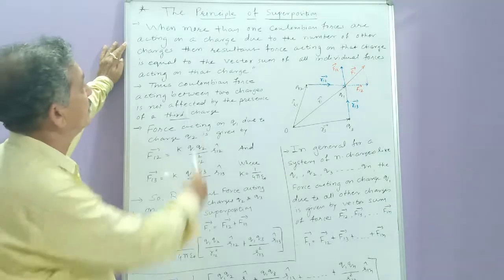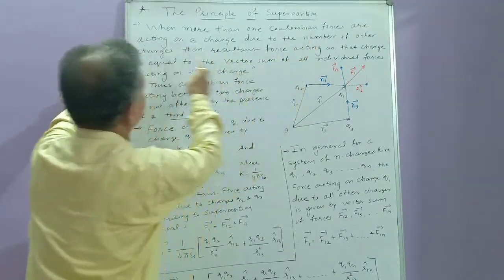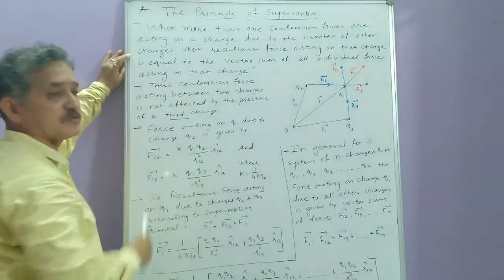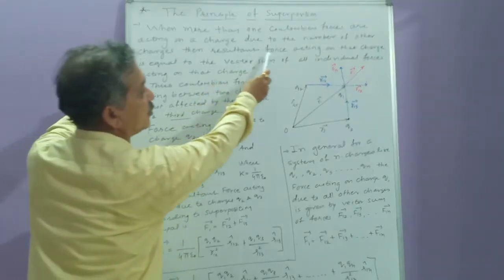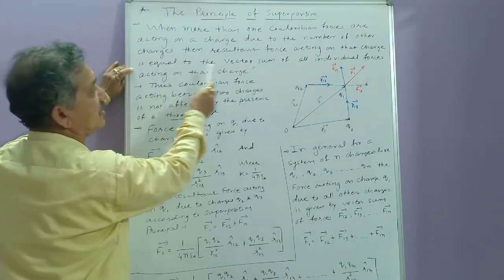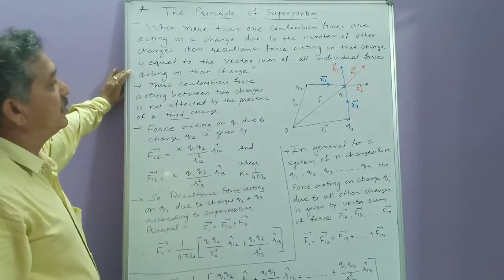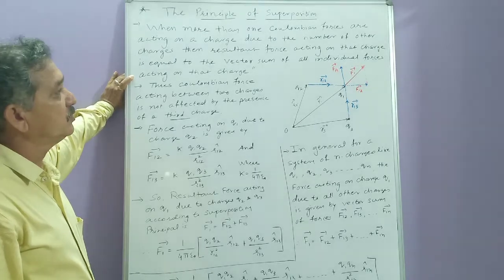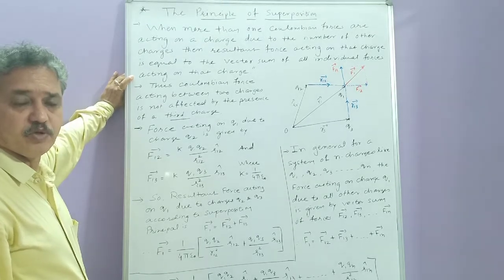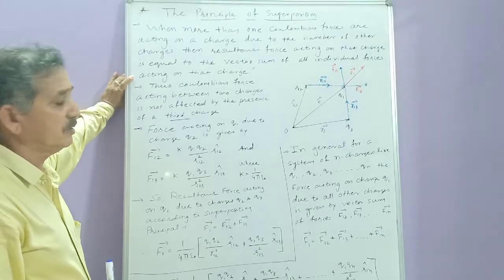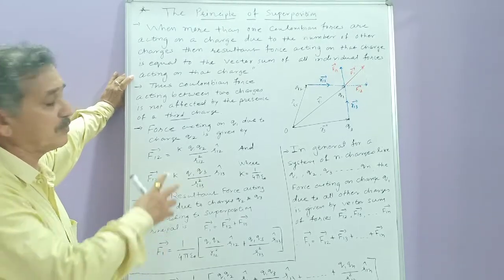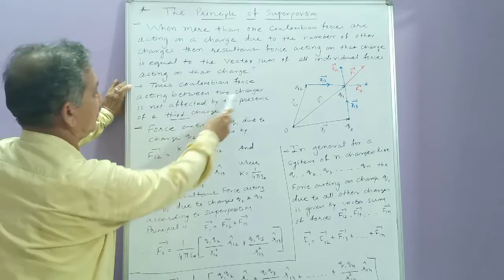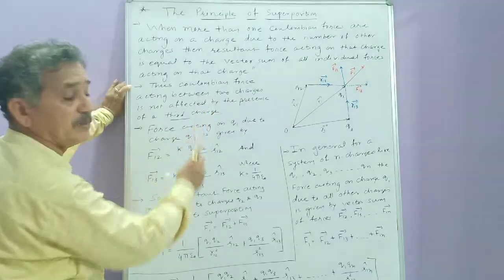As you can see the statement, when more than one Coulombian forces are acting on a charge due to a number of other charges, then the resultant force acting on that charge is equal to the vector sum of the individual forces acting on that charge. So here when more than two charges are there and you want to determine the force acting on a single charge, then you can apply this principle of superposition. So thus Coulombian force, we remember, acting between the two charges is not affected by the presence of a third charge.